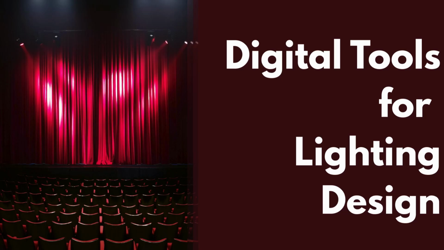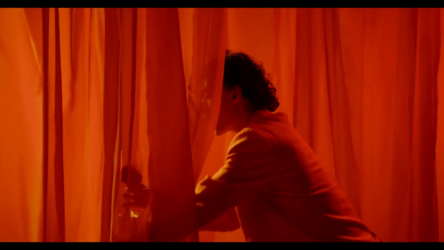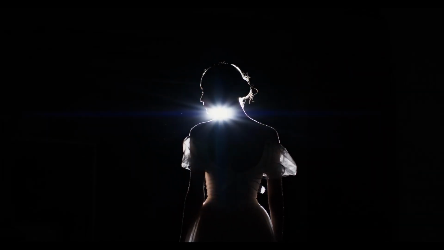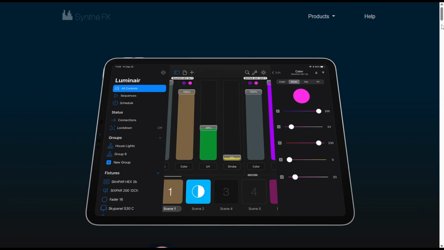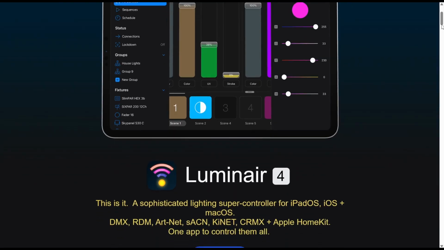Next, we move into lighting design, where visualization is everything. Before any lighting instruments are physically hung, digital tools let light designers pre-plan looks, experiment with color and angle, and test transitions. Luminaire is a lighting control app designed for tablets and mobile devices.